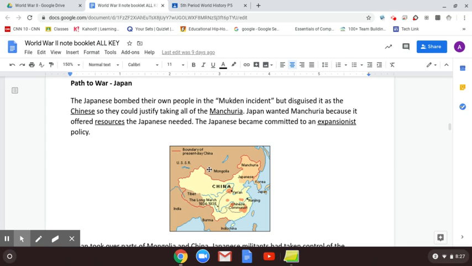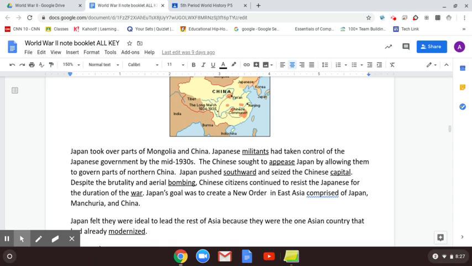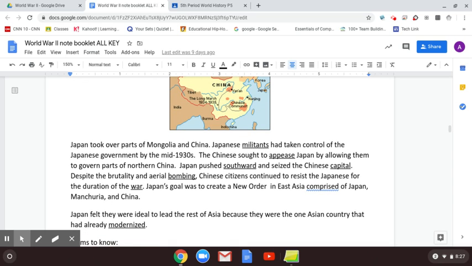So you can see right here in our picture, we got China, and we got this part up here, Chinese Manchuria, the part that they went in and took over. And then Japan would be over here, off to the side. Japan took over parts of Mongolia and China. Japanese militants had taken control of the Japanese government by the mid-1930s. The Chinese sought to appease Japan by allowing them to govern parts of northern China.